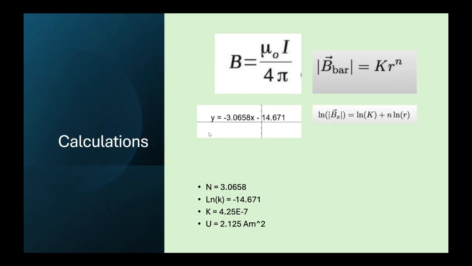And some of the calculations that we had, so on our Excel, this was the equation we got, where -3 was the slope, or n, and -14 was ln of k, and then k ended up being 4.25 times 10 to the power of -7. And using all these values, we plugged it into Biot-Savart's law and set it equal to distance dependence, and that's where we get the mu, which is equal to 2.125 amps per meter squared.